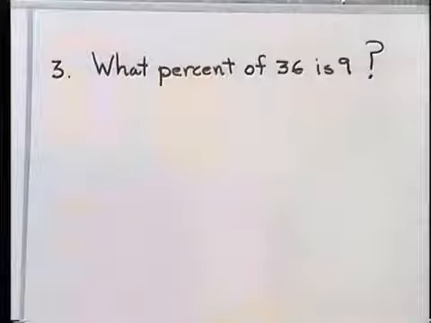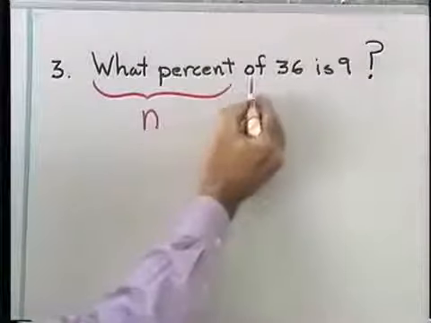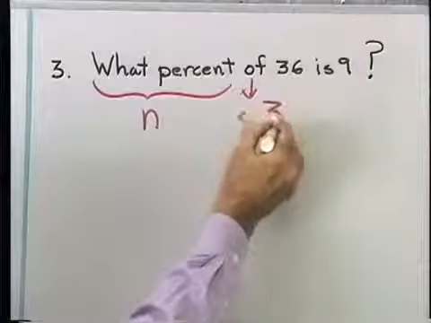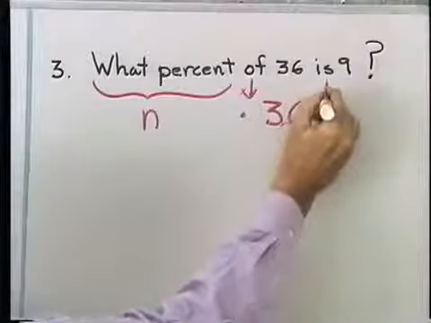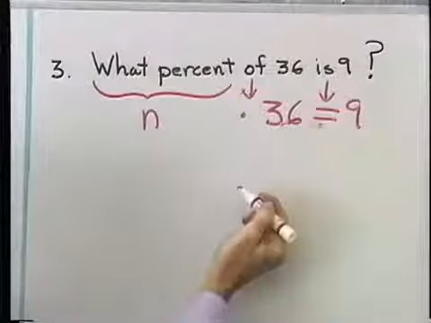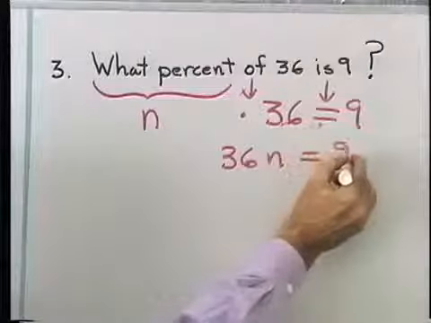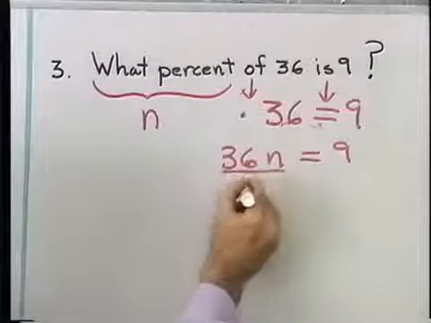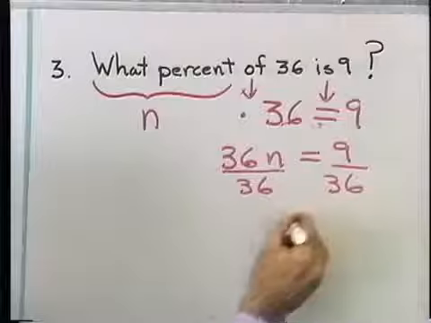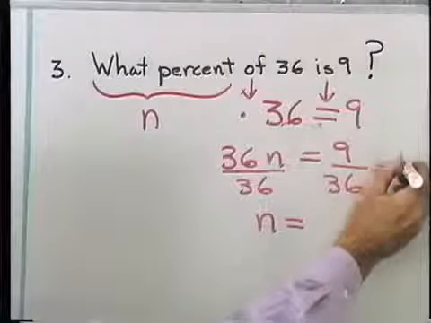Let's take a look at our next example. Problem 3, we have what percent of 36 is 9? So let's just continue our sort of mechanical translation. What percent is n? Of translates as multiply. 36. And then is translates as equal, and then the number 9. So I have n times 36. Let's write that as 36n is equal to 9. Here's an equation to solve, because I know n times 36 is the same as 36 times n. Divide both sides by 36. I end up with n is equal to 9 divided by 36. That's the same as 1/4.